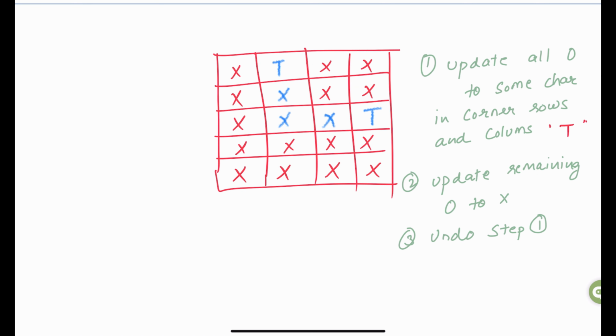And in the third step, we'll undo the changes that we did in step number 1. That is, all of the T's in the grid should be replaced back to O. So after the changes, these two characters will now be O.